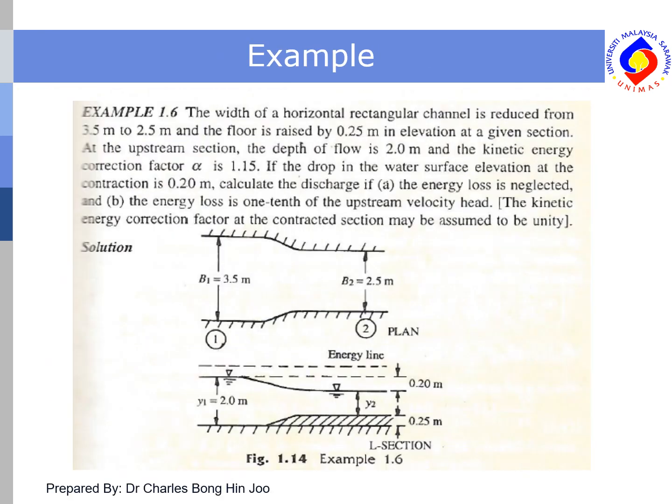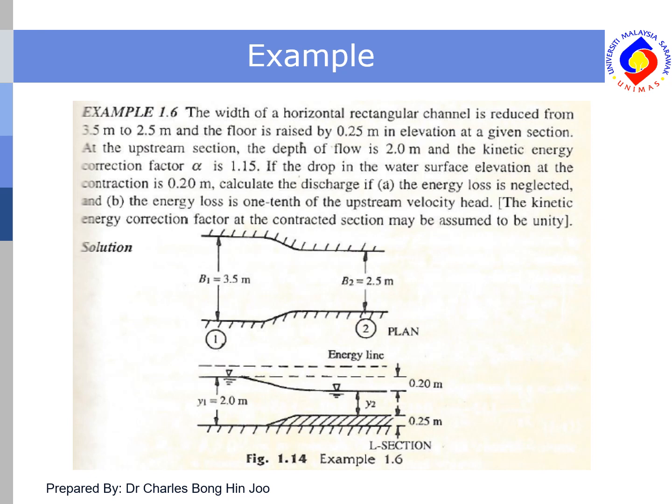Now, let us take a look at this example. In this example, the width of a horizontal rectangular channel is reduced from 3.5 meter to 2.5 meter, and the channel bed is raised by 0.25 meter in elevation at section 2. At the upstream section, which is section 1, the depth of flow is 2 meter and the kinetic energy correction factor alpha is given as 1.15.